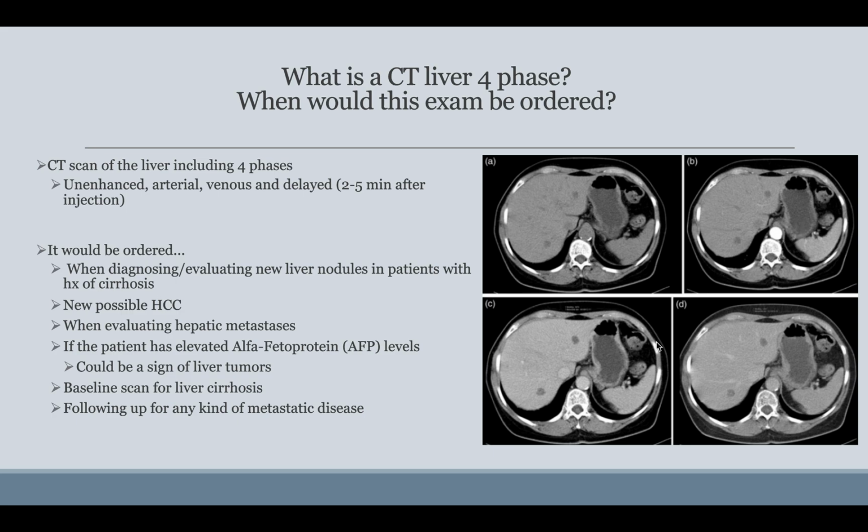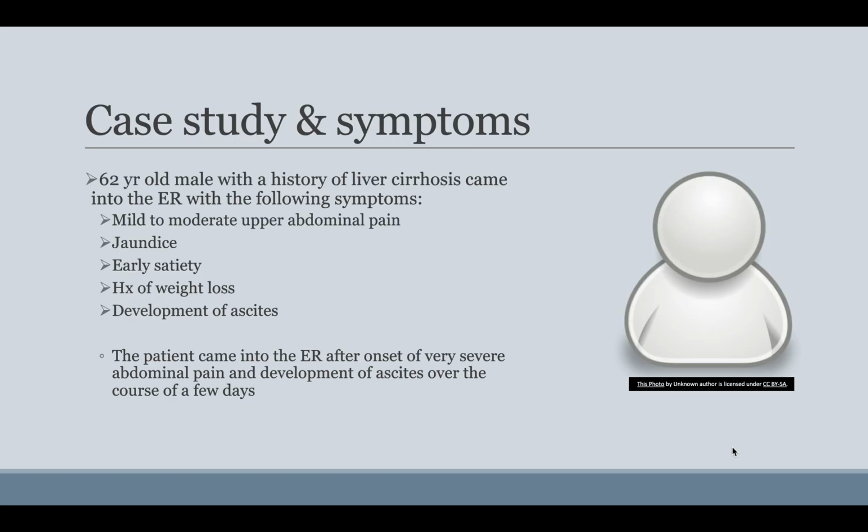In C, we have the venous phase. You can see the aorta is not as brightly lit anymore. And then lastly, in D, the delayed phase. The aorta is the least bright in all the images in this one. So moving on, I'll present my case study.